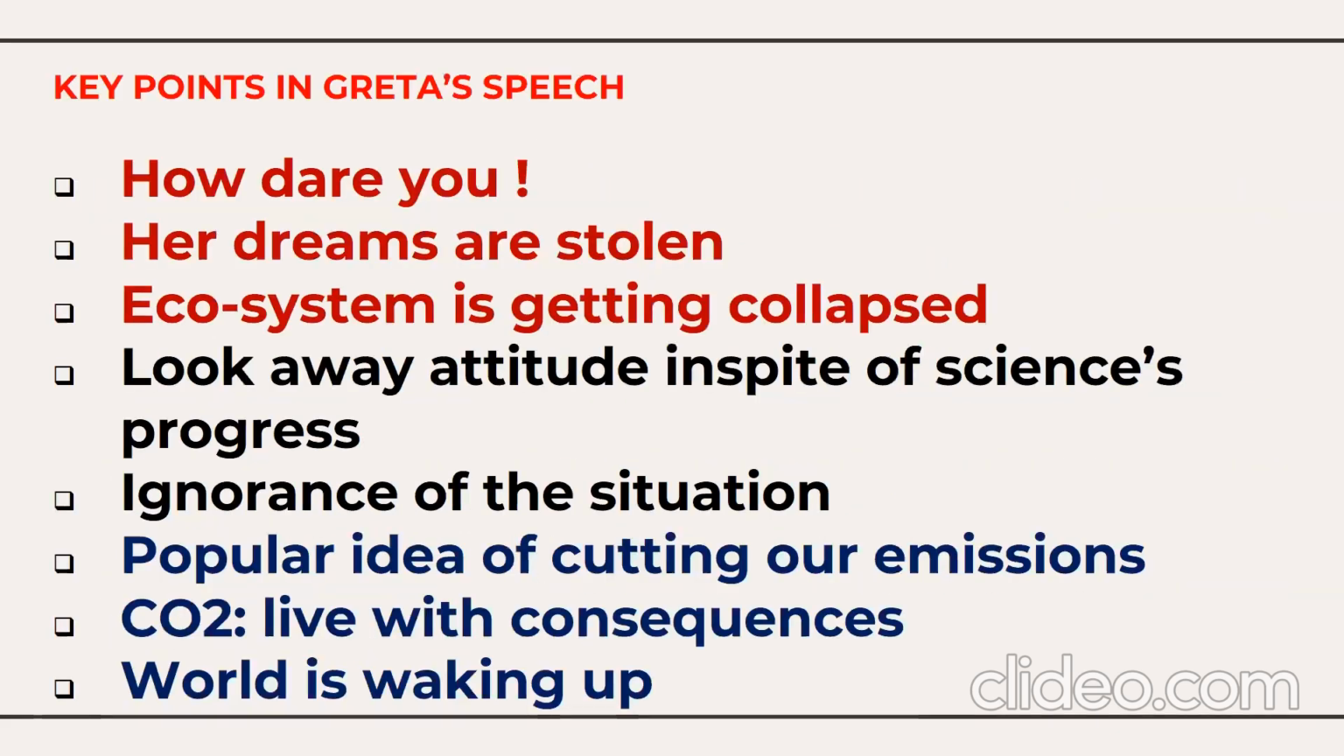So, what are the key points? She says, how dare you, and that her dreams are stolen, the ecosystem is collapsing, and there is a look-away attitude in spite of scientific progress, and ignorance of the situation. She also brings out the popular idea of cutting our emissions, about carbon dioxide, living with the consequences, and that the world is waking up. So these are the key points of Greta's speech. Please go through my previous video to refer to the speech in detail as well as the question answers.